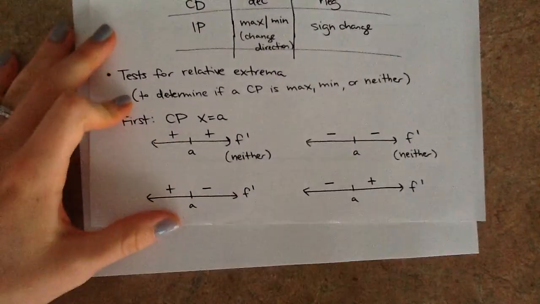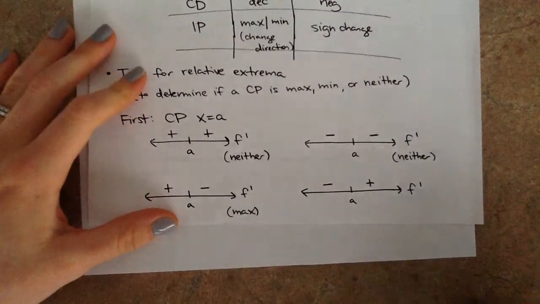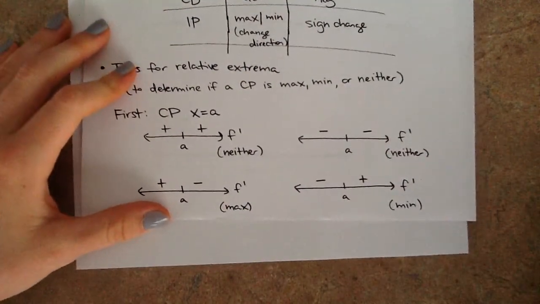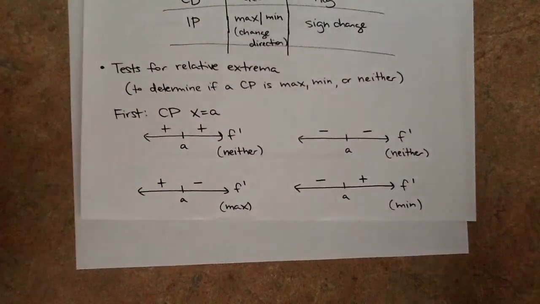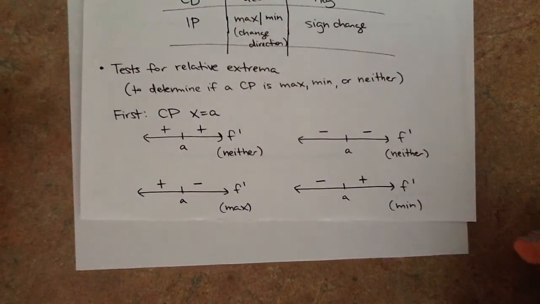Positive, negative change would be a max. And negative, positive, min. Okay, so 2 different ways to be neither. And then we've got the max or min. So 4 possible sign combinations to the left and to the right of A. Okay, so that's what the first derivative test tells us. You guys good with that?